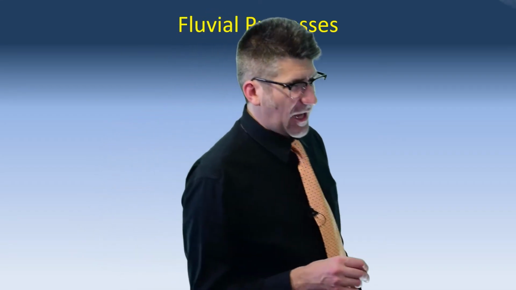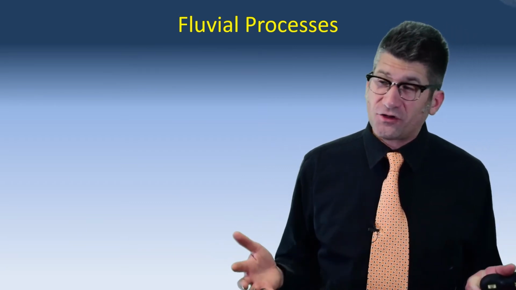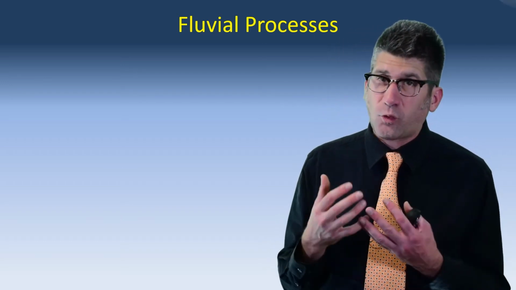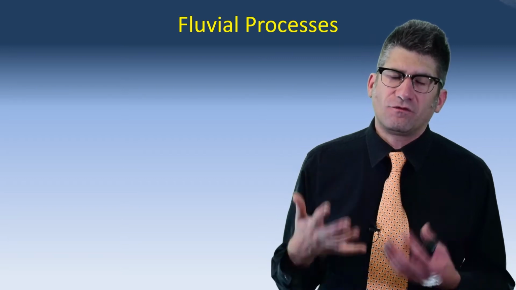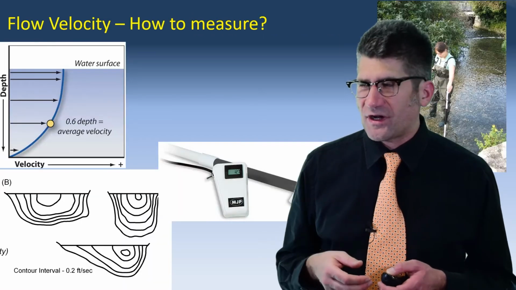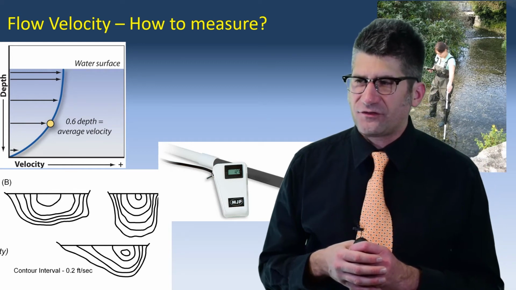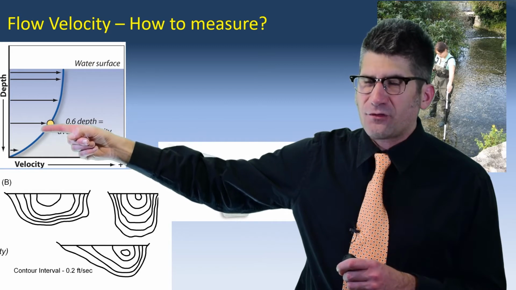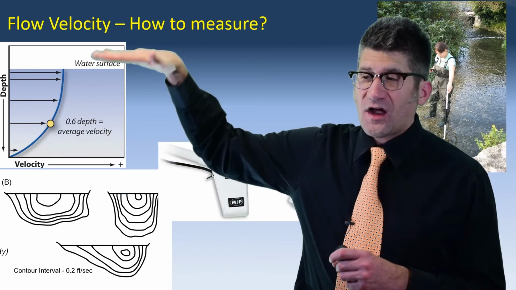Now, we've identified different shapes of channels, channel morphology. What I want to do with that now is start thinking about how we can quantify fluvial processes, like discharge and velocity and shear stresses. So the first thing we need to think about is flow velocity. We introduced this flow velocity with about 60% down through the water column being our average velocity, lower at the base, higher up above.